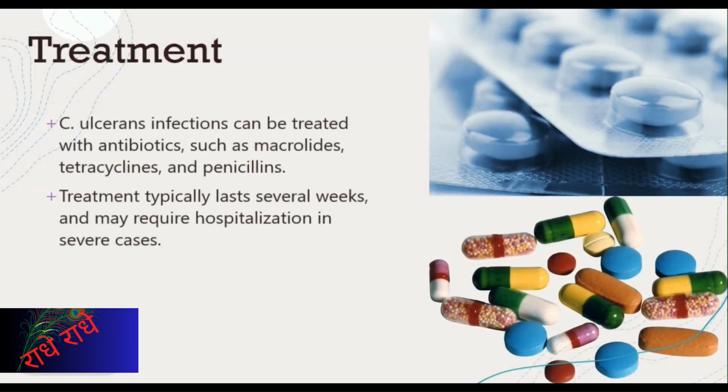Antibiotic treatment is the most effective way of treating ulcerans infections. Commonly prescribed antibiotics include macrolides, tetracyclines, and penicillins, which are generally taken for several weeks. In more serious cases, hospitalization may be necessary. By providing appropriate treatment, it is possible to reduce the risk of serious complications or even death.